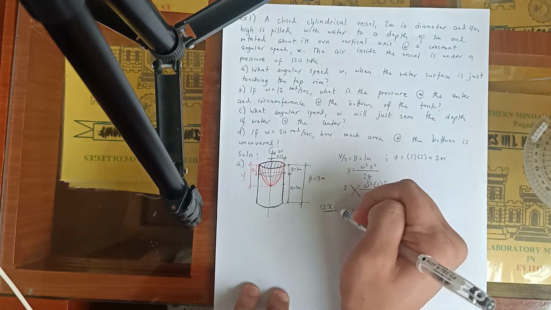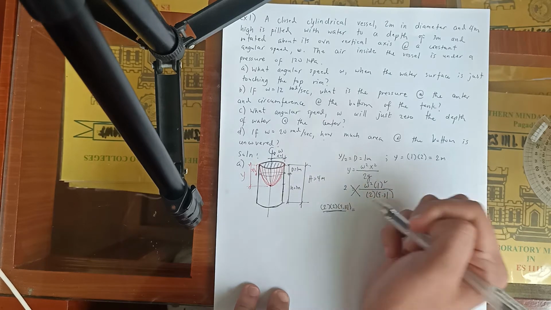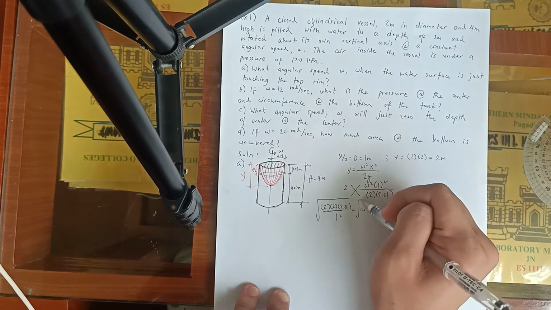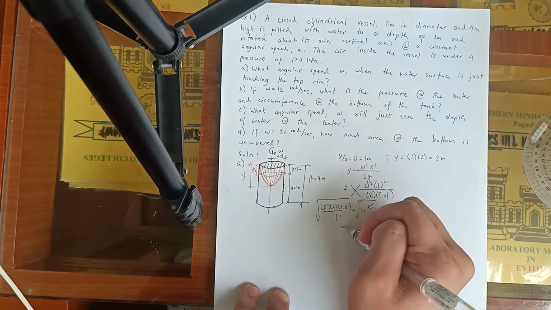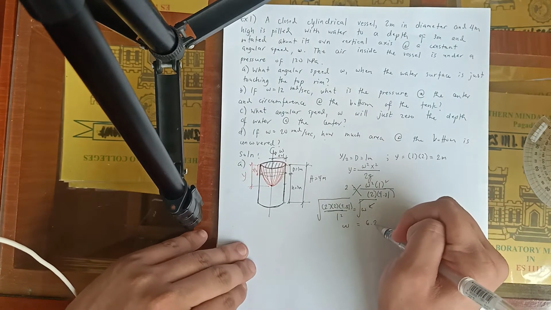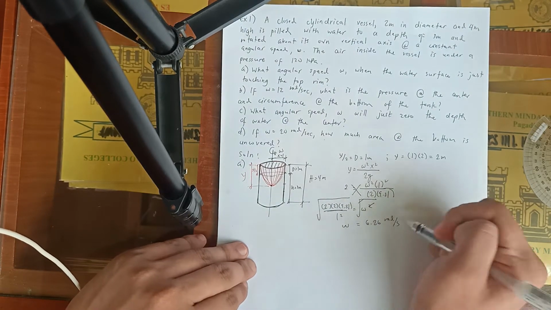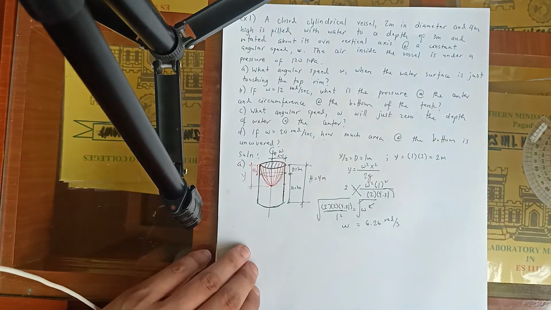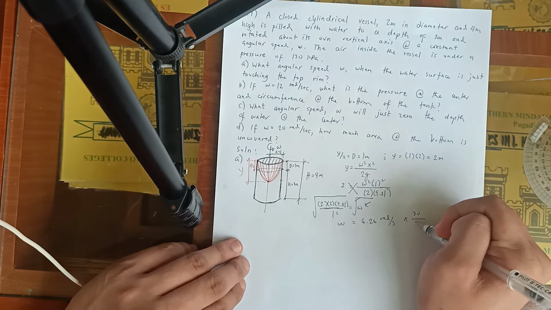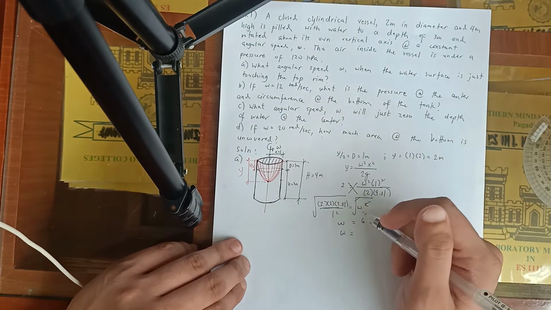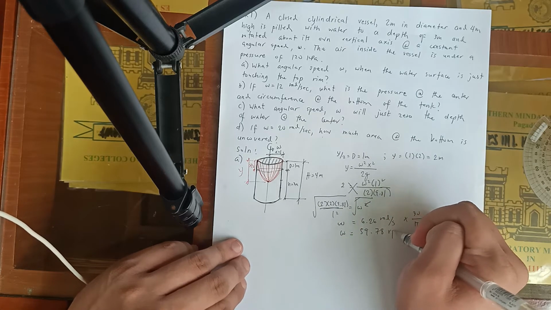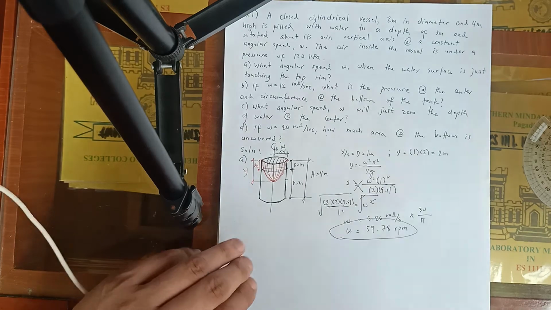So 2 times 9.81 over 1 squared equals omega squared. Square root both sides, therefore our omega is 6.26 rad per second. To convert to RPM, again, let's multiply this by 30 over pi. So our omega now is 59.78 RPM. This is the answer for A.